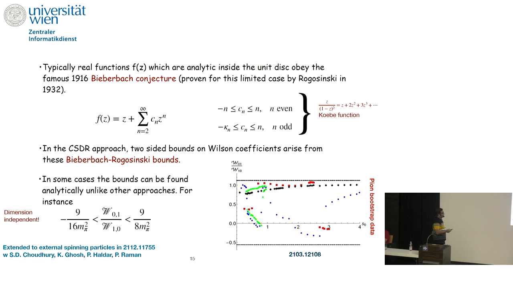There are several advantages of thinking in this language. One of the advantages is that in some cases the bounds can be found analytically. For example, the leading couple of Wilson coefficients, if you take the ratio, are two-sided bounded and you can find exact numbers on both sides. And you can go to the pion bootstrap, which involves solving the nonlinear unitarity conditions, and check whether indeed this is true. And we get all S matrices to respect this.